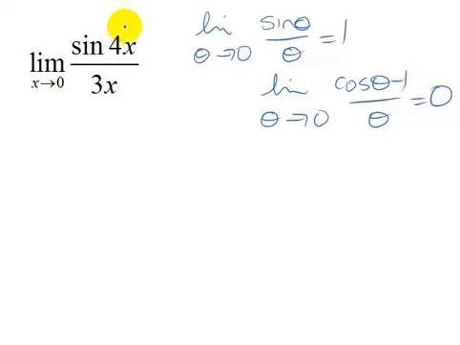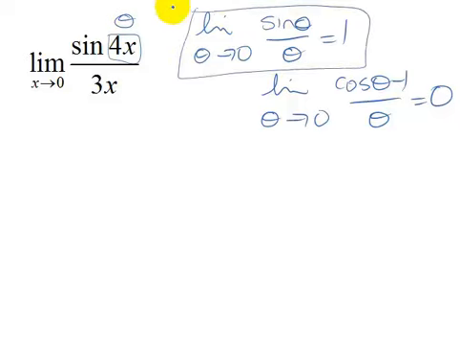So I'm going to look at the 4x, and I could call that theta. So I know that if 4x approaches 0, theta approaches 0. So if the denominator was the same, the theta, I could utilize this limit that I know. Well, let's make the denominator match then.